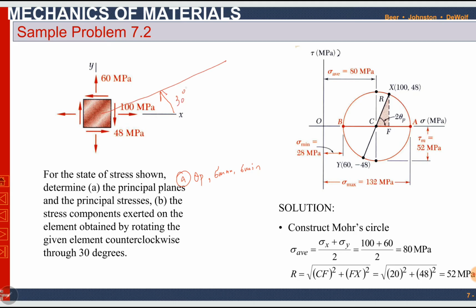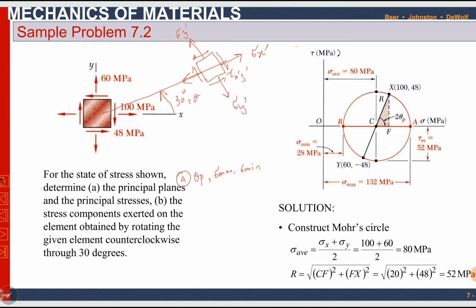By 30 degrees, you will have another element, and you can find sigma x dash, sigma y dash, and tau x dash y dash here. So we know the angle is 30 degrees. We have to use Mohr circle for this problem. Okay.